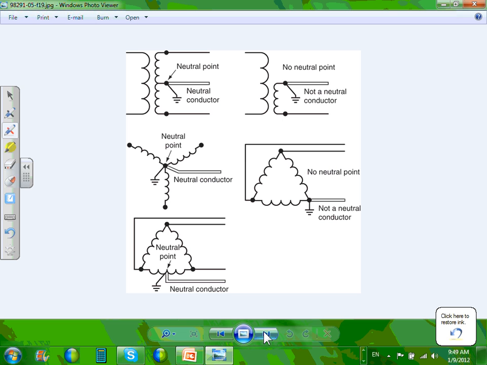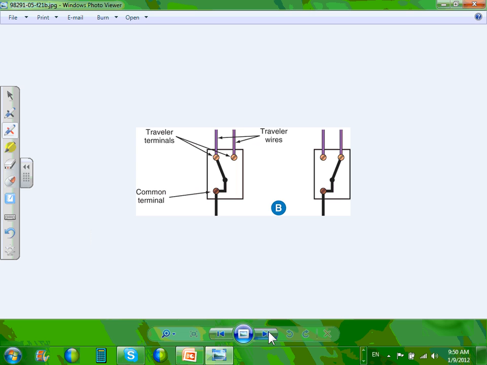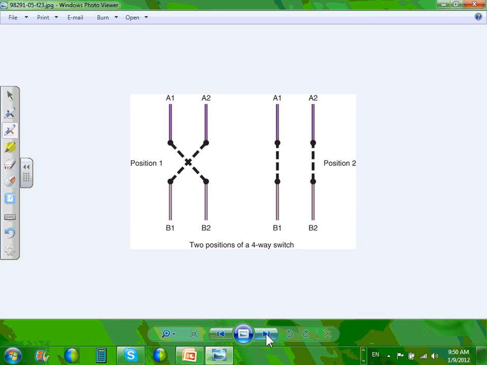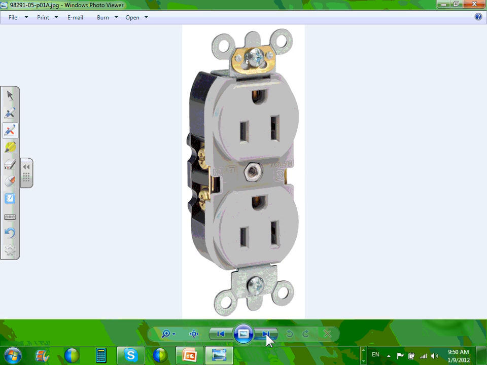Grounding, GFCI, we talked about GFCI. Here's where the systems are, we drew some of these. This is where a neutral conductor is to be. This is not a neutral conductor. We'll talk about this in industrial. A neutral conductor is when you have two voltages between two hots and a common conductor. Then we'll talk about the identification, three-way switches, four-way switches.